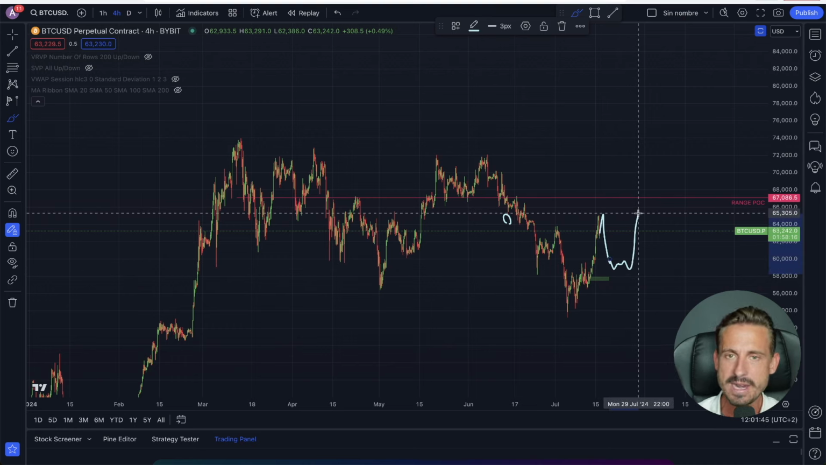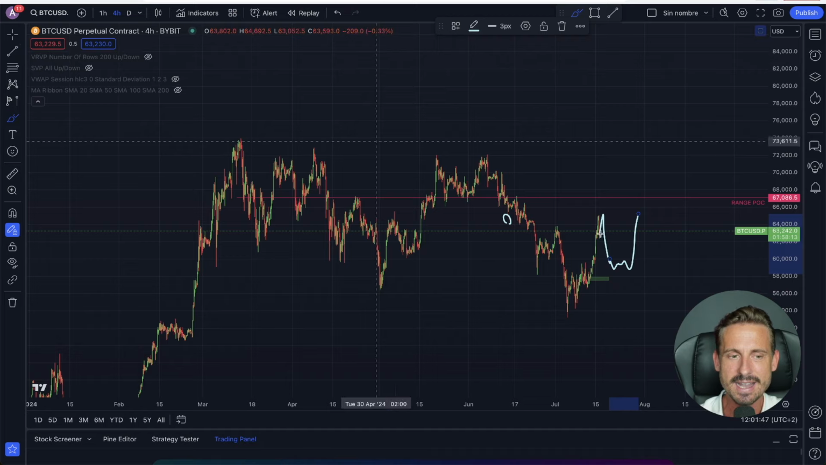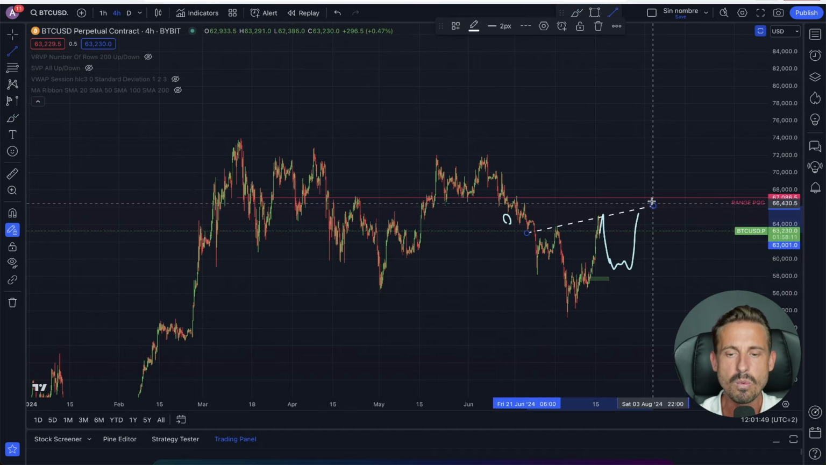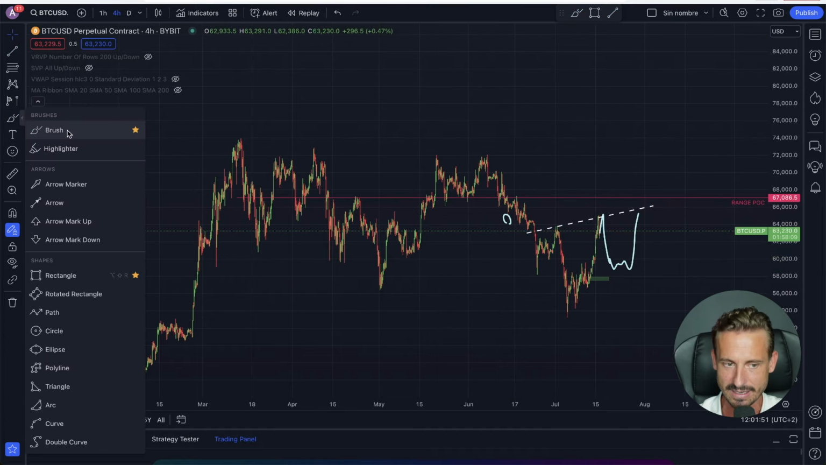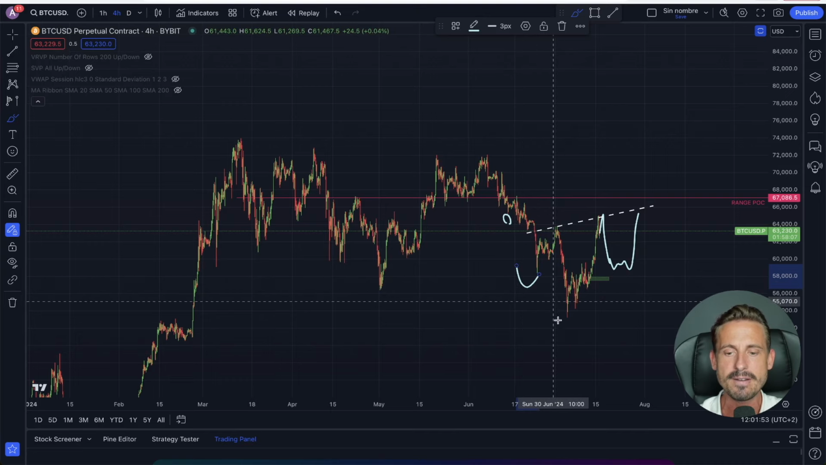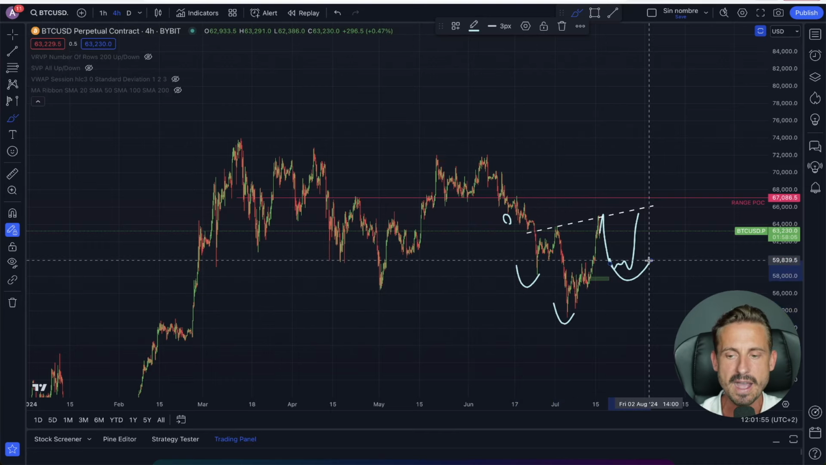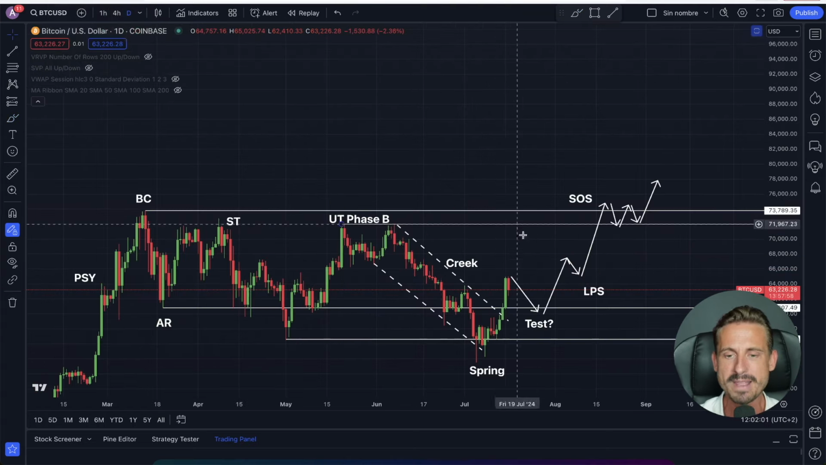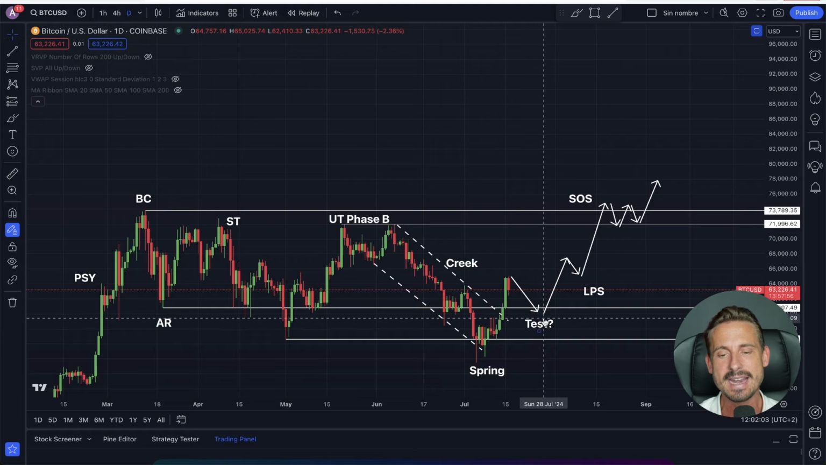And there is a really nice pattern here. That is an inverted head and shoulders with an ascending neckline. This will be looking very promising to create that higher low. That is, if we do correct down to the $59,000 range, we could be forming that test phase and then absolutely rocket days after we are hitting those levels.